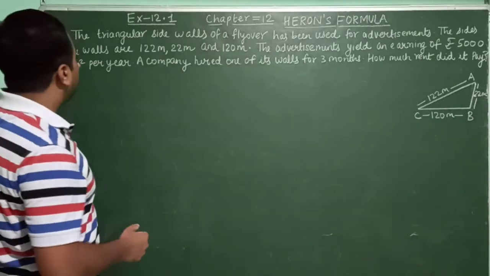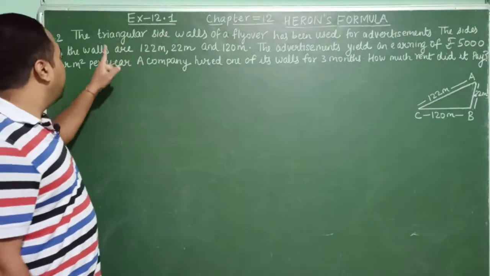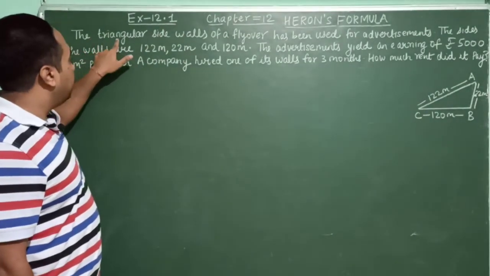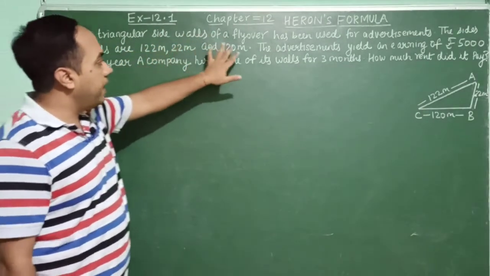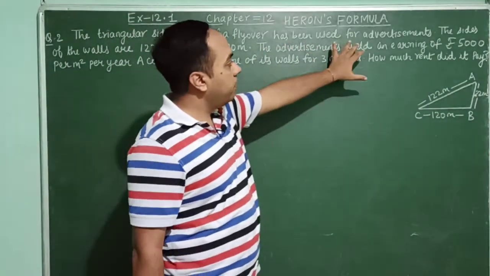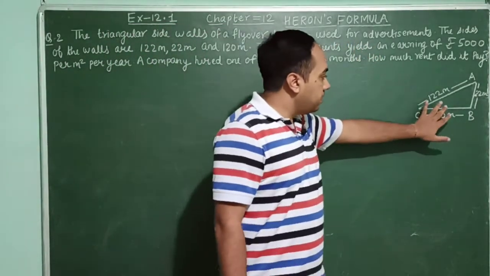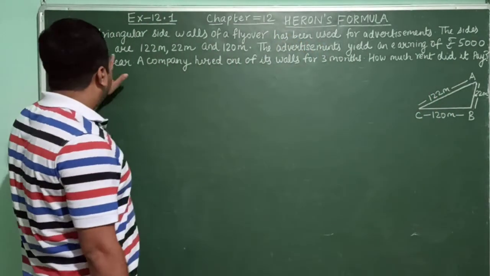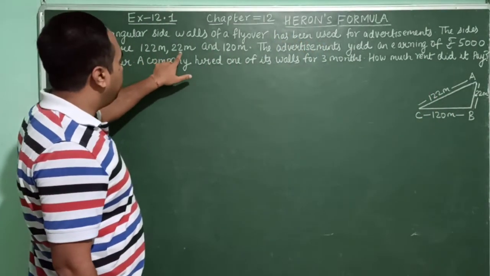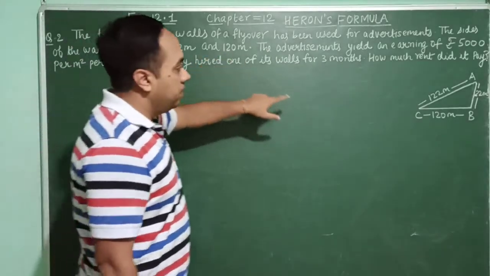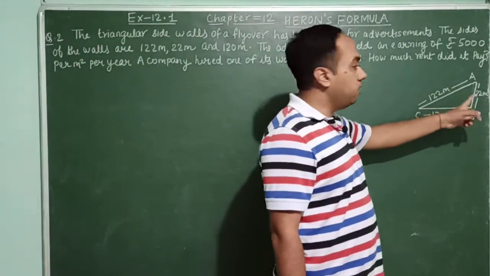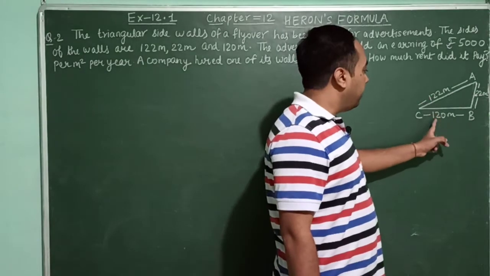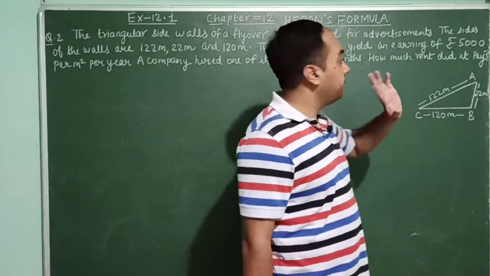Now question number 2 of exercise 12.1. The question is, the triangular side walls of a flyover have been used for advertisement. Suppose this is a triangular side wall of a flyover. The sides of the walls are 122 meter, 22 meter and 120 meter. So these are the three sides of the wall whose lengths are 122 meter, 120 meter and 22 meter.